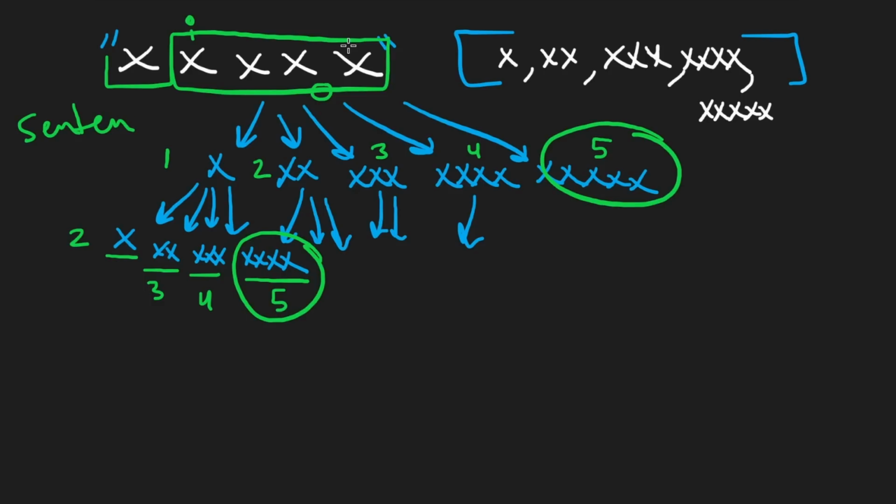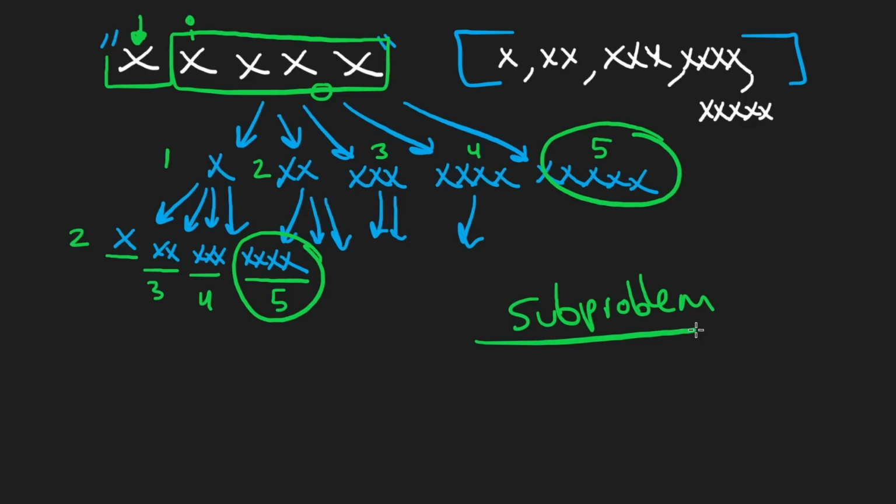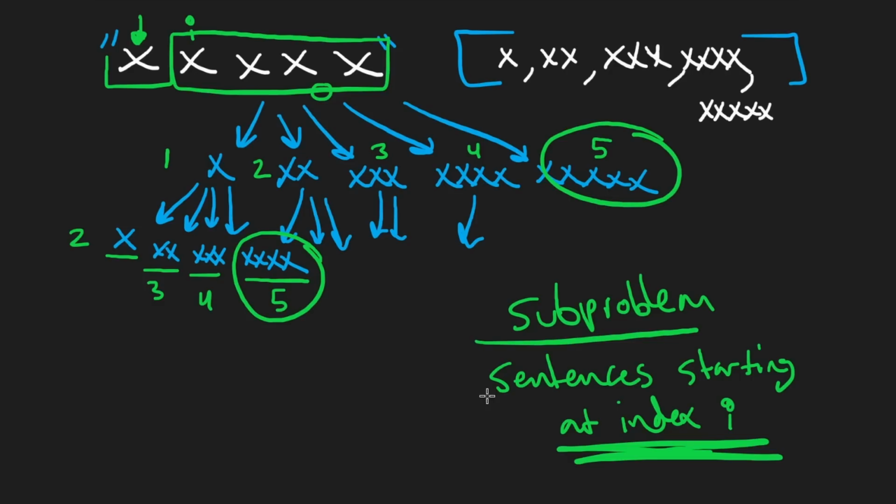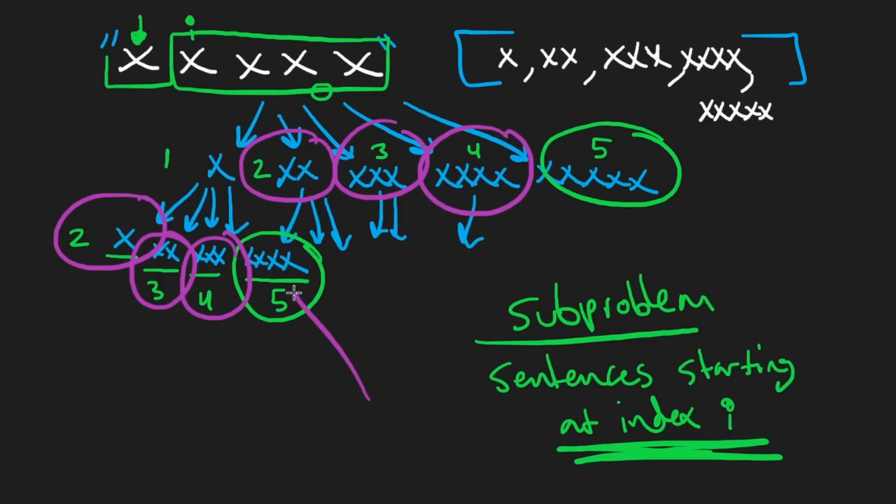Because once we have those sentences, then we know all we have to do is append this to the beginning of them. So that's the subproblem. The subproblem is get the sentences starting at index I. That's the subproblem we're trying to solve. It looks to me, when we go down this path first, we're going to solve this subproblem, this subproblem, this subproblem, and this subproblem. It also looks to me that this subproblem is repeating. This subproblem is repeating. This subproblem is repeating. Now, this is the base case, so I guess it doesn't really matter, but that repeated as well.